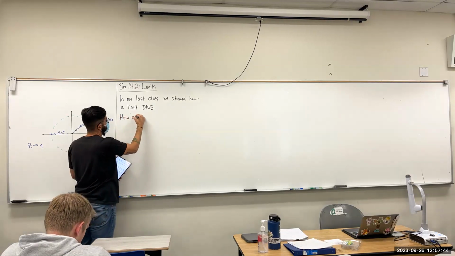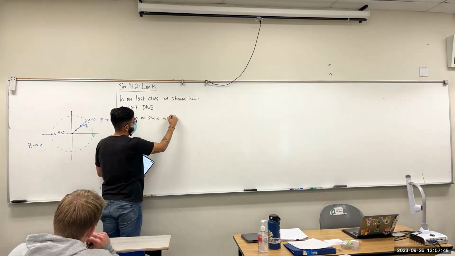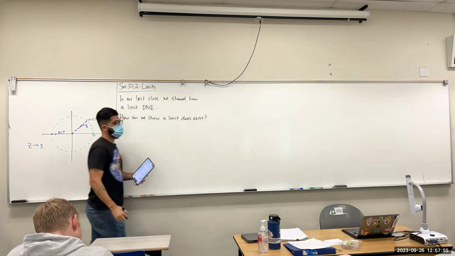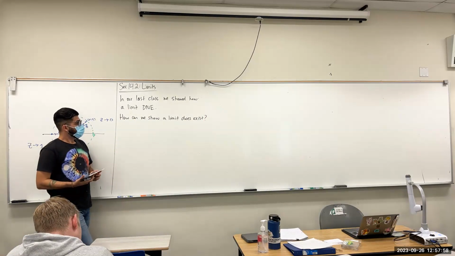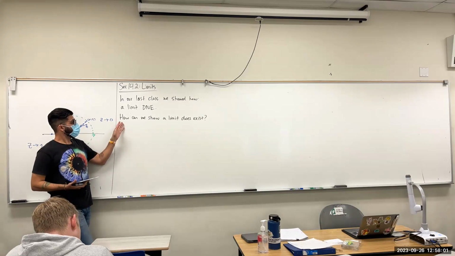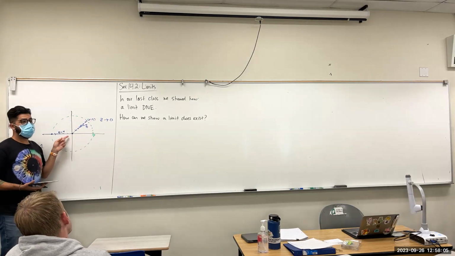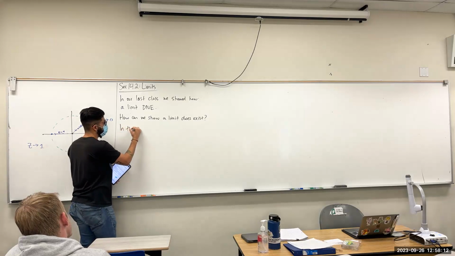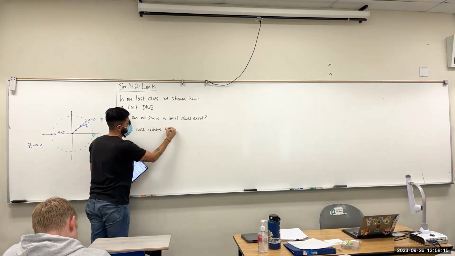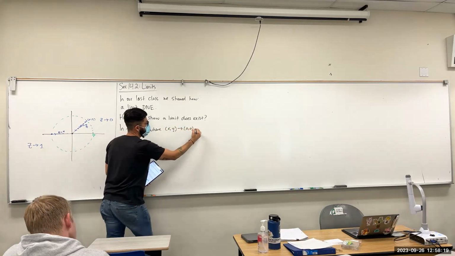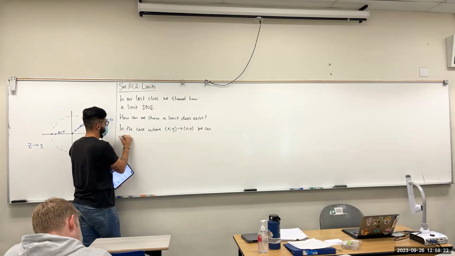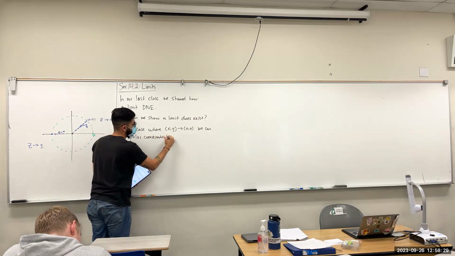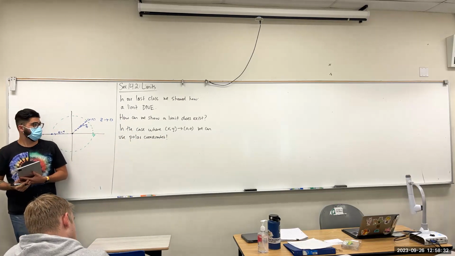So the question is, how can we show a limit does exist? How can we show that? We're going to consider the extreme case where you're approaching the origin. And we'll start with that, okay? So in the case where you have points approaching the origin, we can use polar coordinates as we did earlier. This only works when you're approaching the origin, okay?